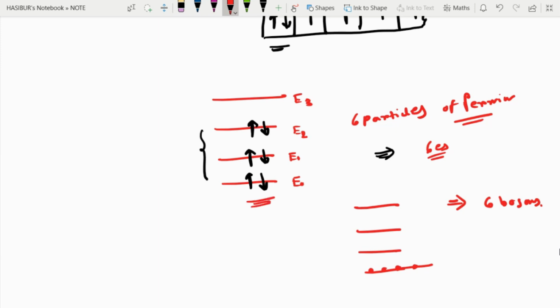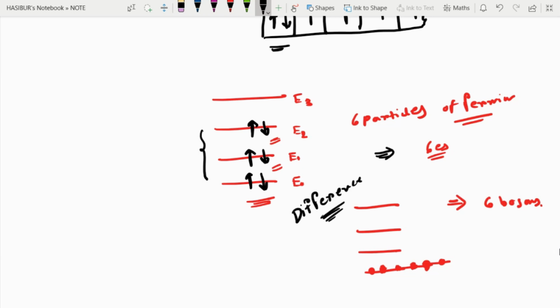There was a restriction that no two fermions can be placed in any state. In every state there will be a maximum of two particles, but here the occupation is not restricted. Here the six particles can be placed in the ground state. So this is the difference between fermion and boson and their distribution.